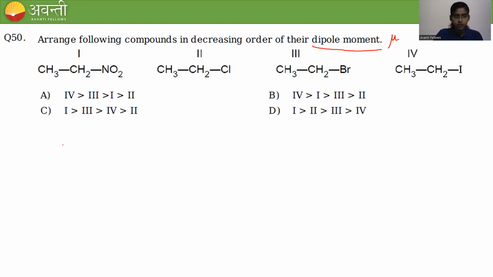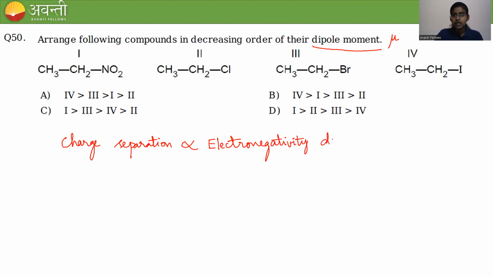For this, you can use the relation which I am giving here: the charge separation can be found from the electronegativity difference. Charge separation is directly proportional to the electronegativity difference between the bonded atoms. Okay, and in turn it is directly proportional to the dipole moment. So ultimately we are going to find the electronegativity difference between the bonded atoms. If the difference is very high, charge separation is very high, then the dipole moment is also very large. Okay, now you see the four compounds.